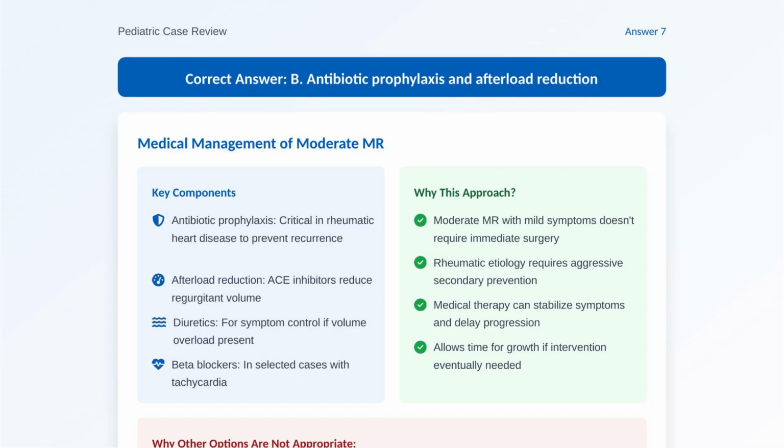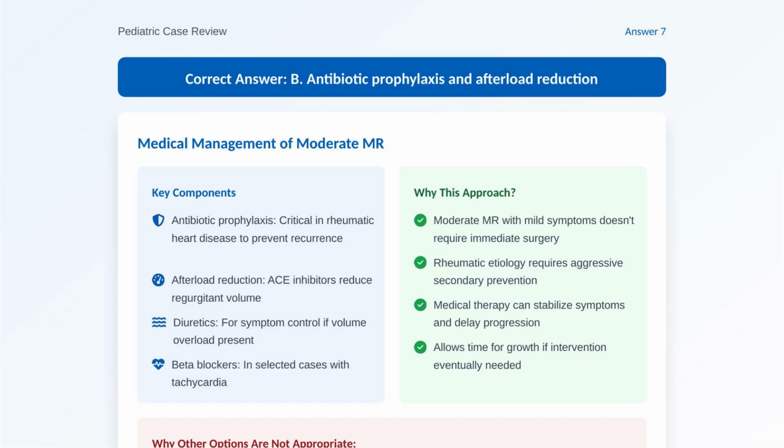For an 11-year-old with moderate mitral regurgitation due to rheumatic heart disease and only mild symptoms, the most appropriate initial management approach is medical therapy rather than invasive intervention. Antibiotic prophylaxis is critical in rheumatic heart disease to prevent recurrence of rheumatic fever and further valve damage. Afterload reduction with medications such as ACE inhibitors helps reduce the regurgitant volume by decreasing the resistance against which the left ventricle must pump, thereby reducing the amount of blood that flows back into the left atrium.